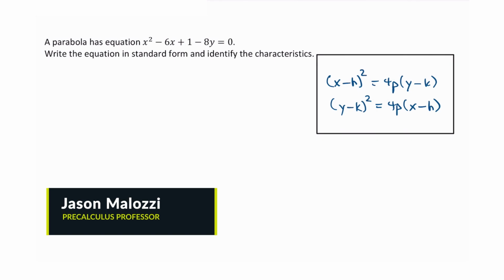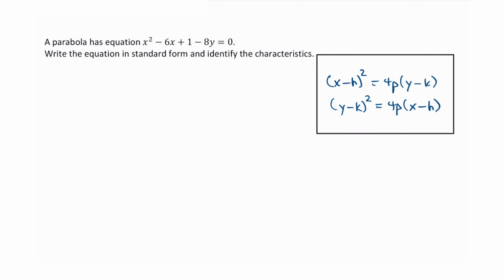What we're going to do in this video is take a parabola that has equation x squared minus 6x plus 1 minus 8y equals 0, so not in standard form. We're going to write the equation in standard form and then identify its characteristics.